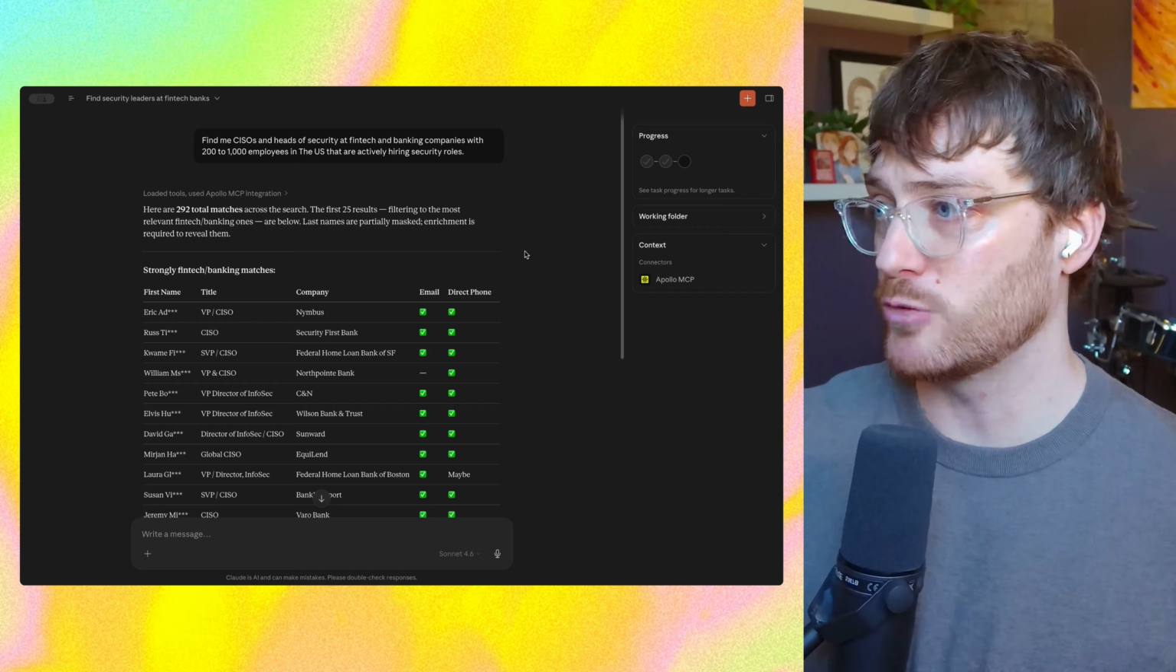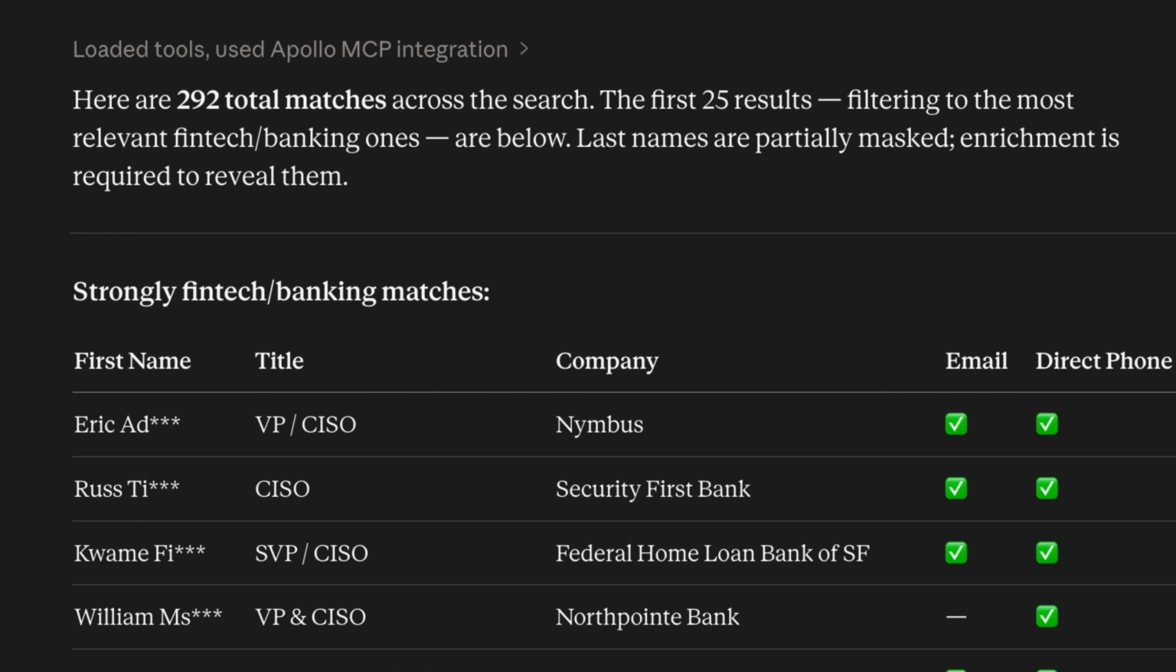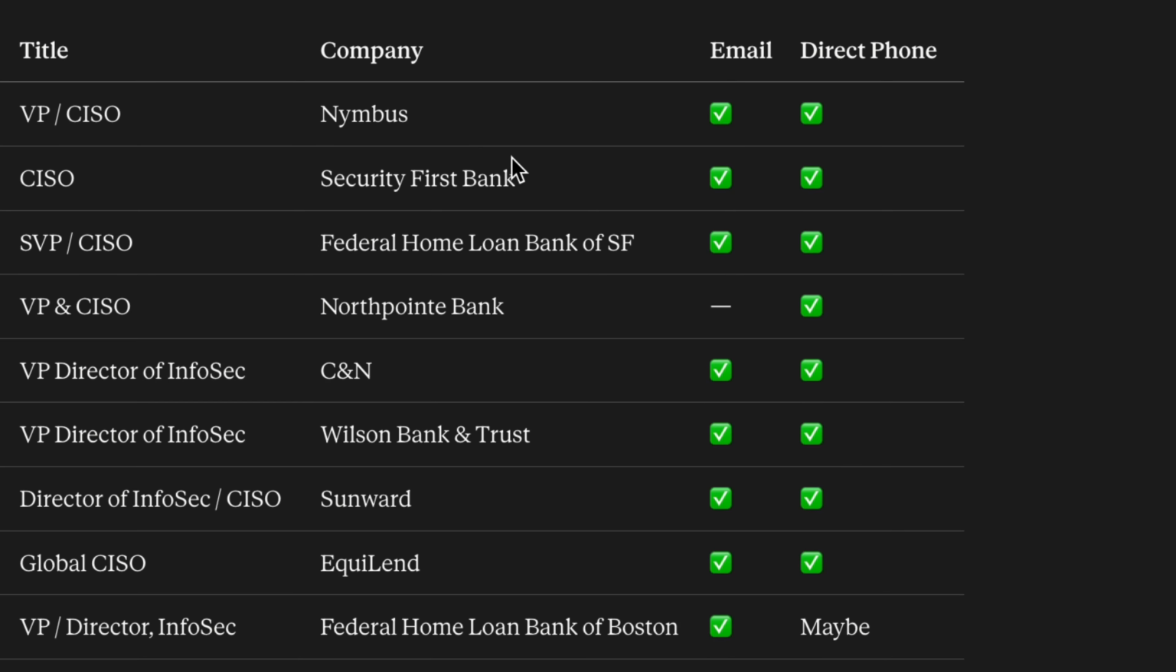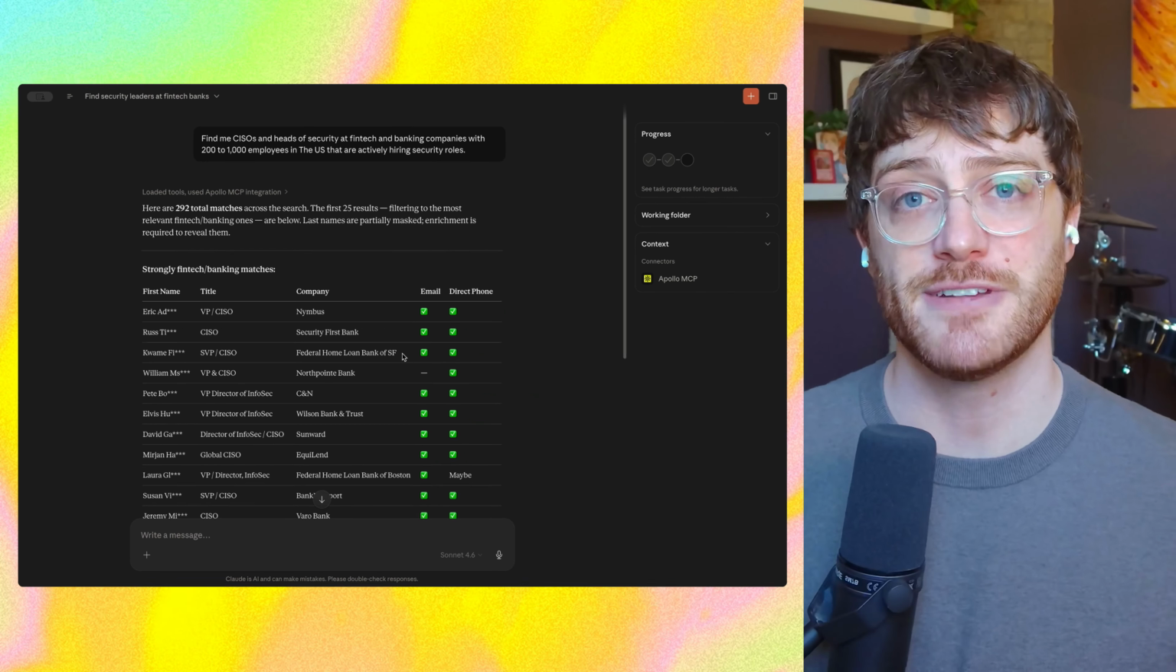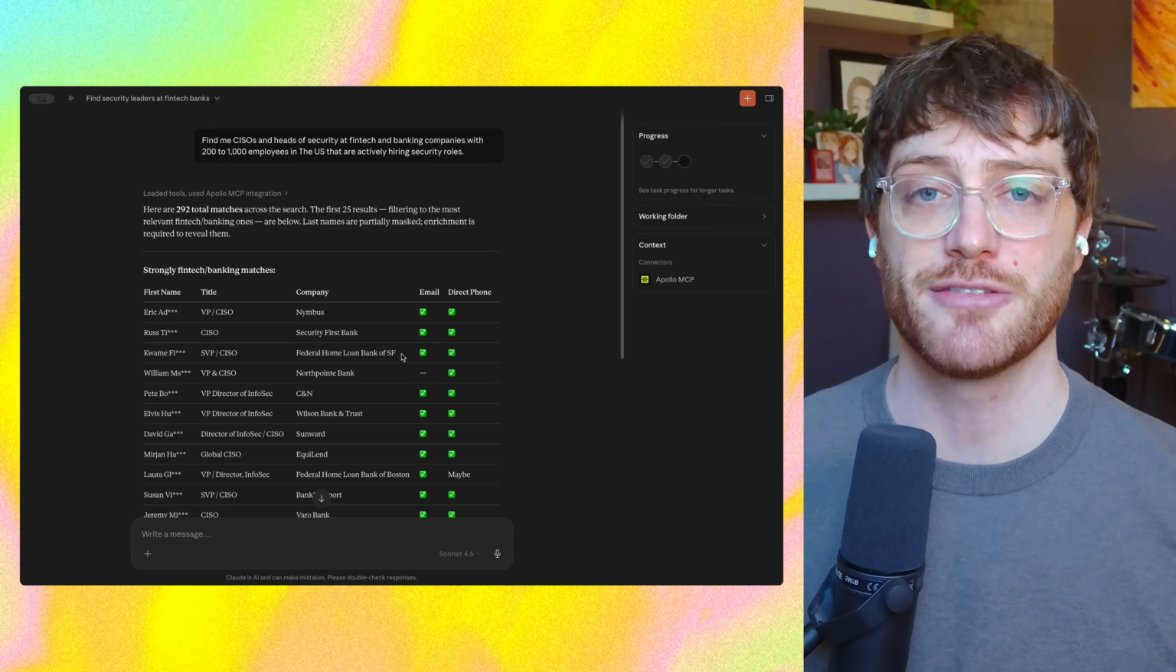Okay, so Apollo came back with 292 total matches, and the names are partially masked until we enrich, but look at some of these companies. Nimbus, Security First Bank, Federal Home Loan Bank of SF. Every one of these companies is a fintech or banking company actively building out their security team right now.